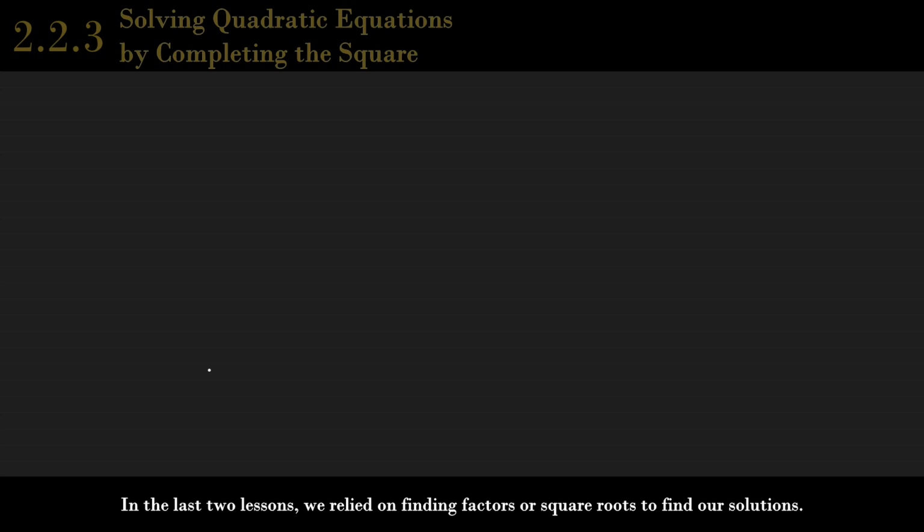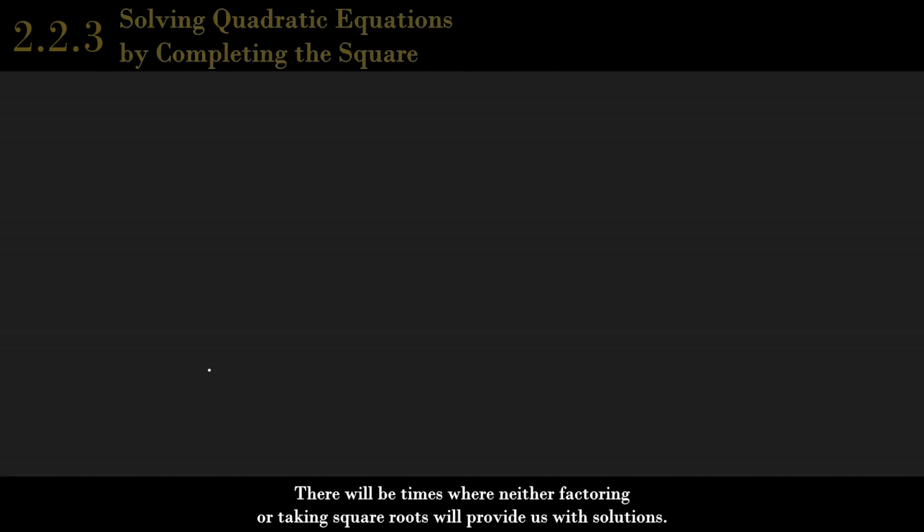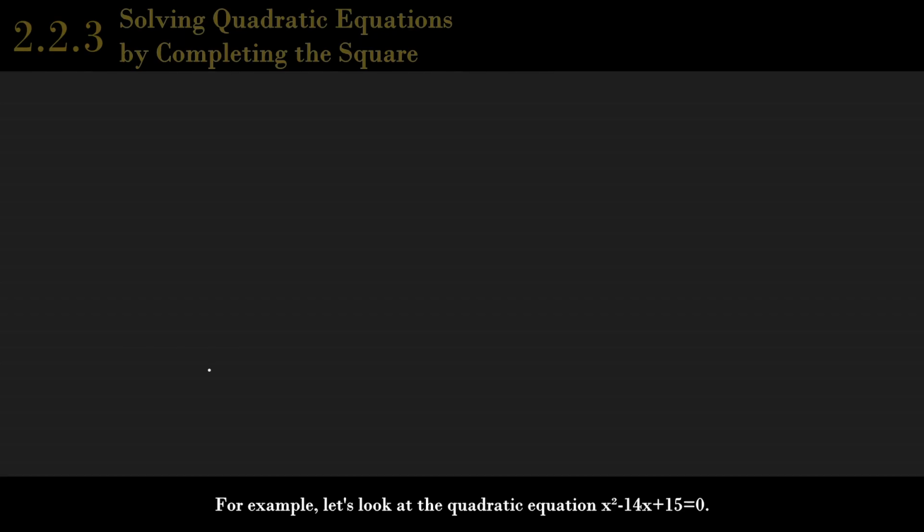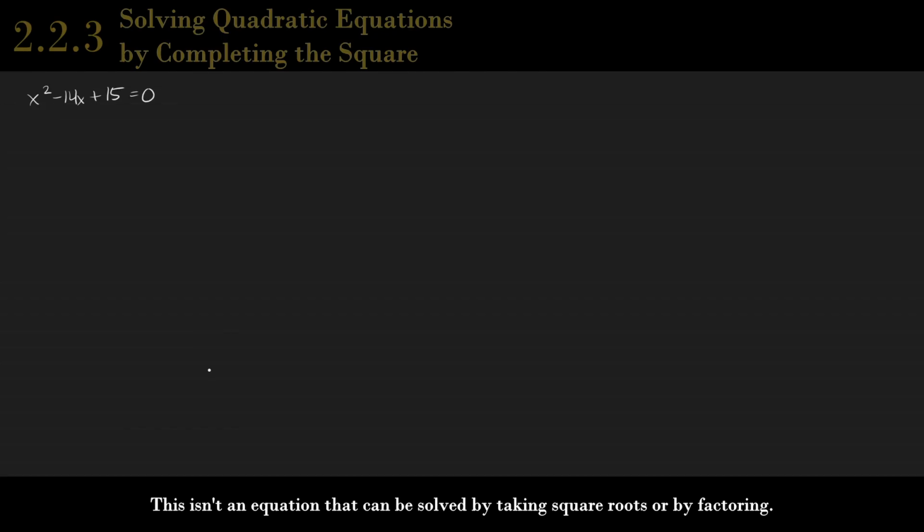In the last two lessons, we relied on finding factors or square roots to find our solutions. Unfortunately, quadratics aren't always so easy to deal with. There will be times when neither factoring nor taking square roots will provide us with solutions. For example, let's look at the quadratic equation x squared minus 14x plus 15 equals 0. This isn't an equation that can be solved by taking square roots or by factoring.